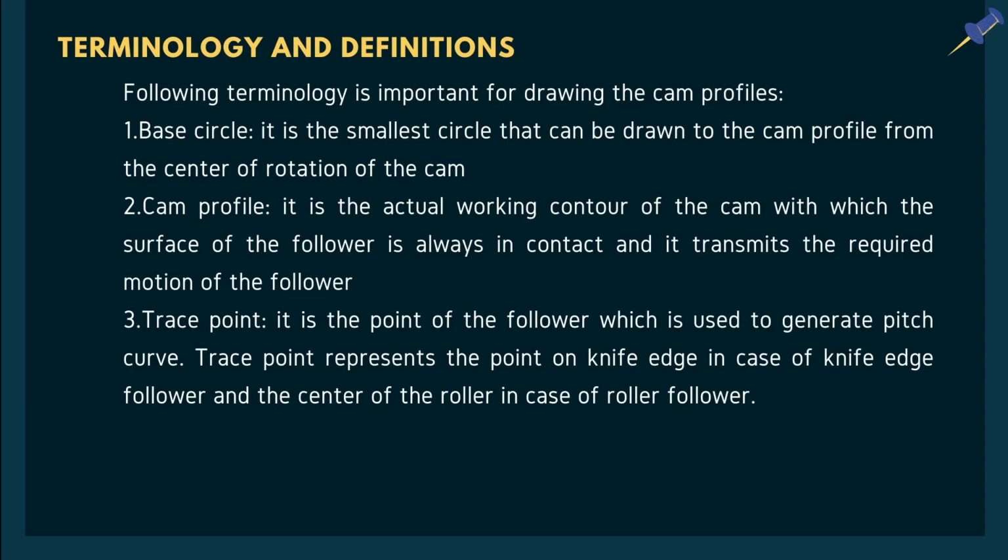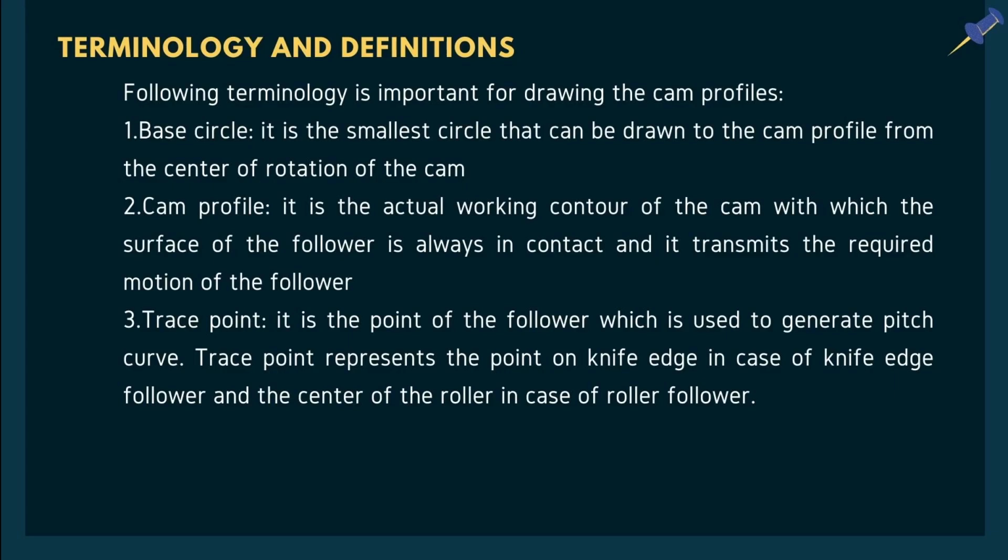First one is base circle. It is the smallest circle that can be drawn to the cam profile from the center of the rotation of the cam. Next is cam profile. What is cam profile? It is the actual working contour of the cam with which the surface of the follower is always in contact, and it transmits the required motion to the follower.